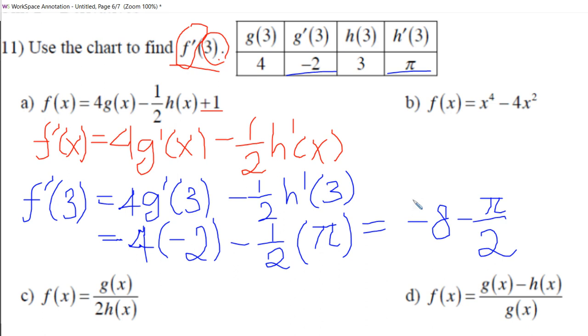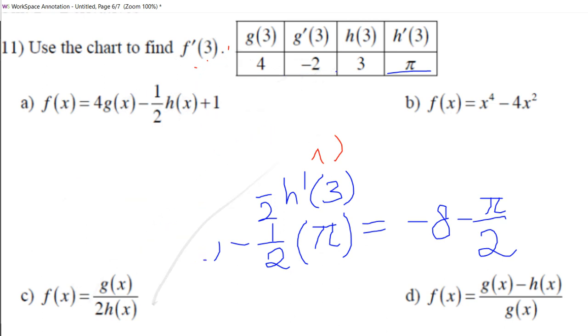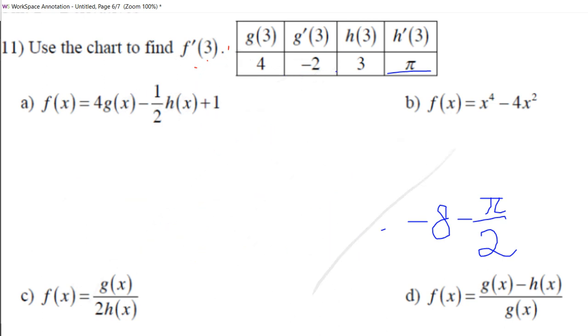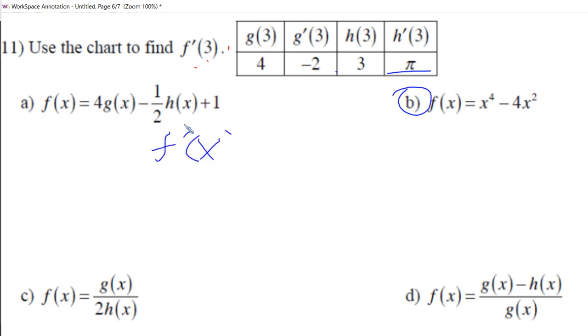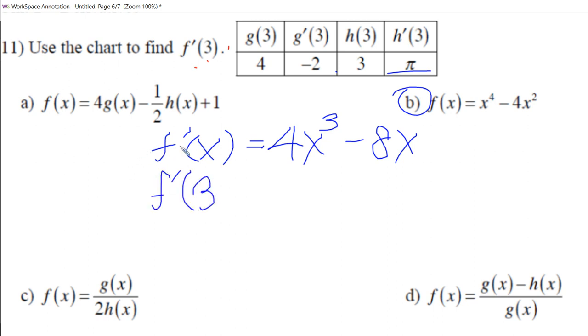Likewise, on part B, we're going to do what we would usually do. Just because it has charts involved in it does not mean that it's any different than any other derivatives. So please keep that in your mind. On part B, we're going to take the derivative, and as you can see, there isn't really anything in the chart there. So I'm going to take the derivative as I would usually. So it's 4x cubed minus 8x. And then I'm just going to plug in 3, because that's what we're supposed to do.